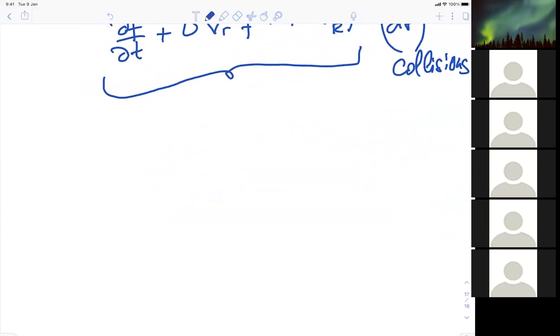Let us remind ourselves, what have we learned about scattering problems in normal quantum mechanics? We have some scattering potential V of R. We solve a scattering problem, compute scattering.